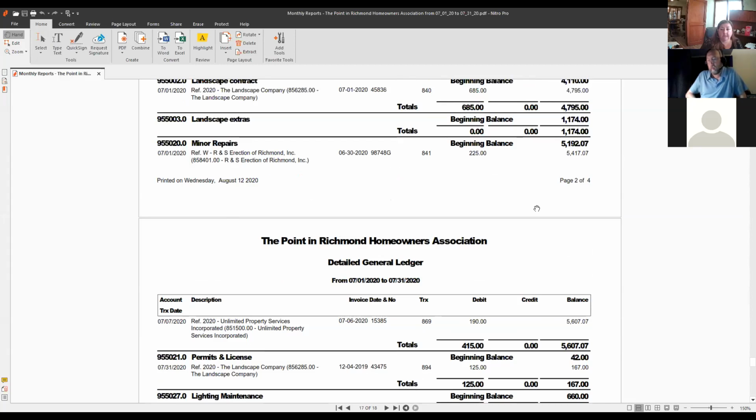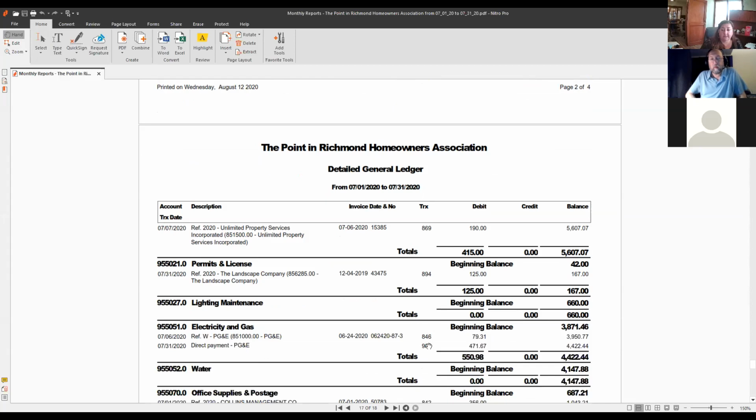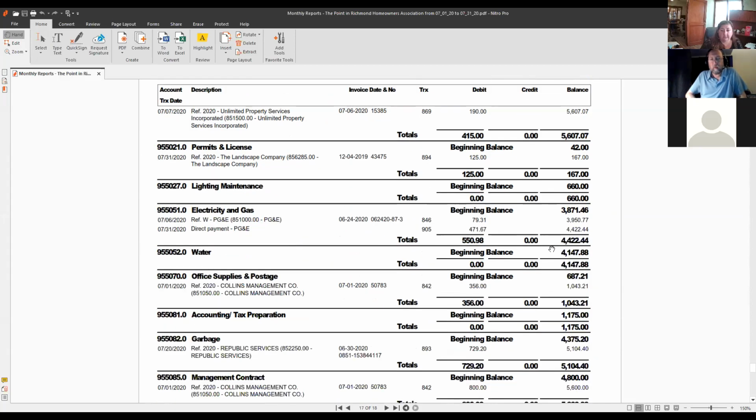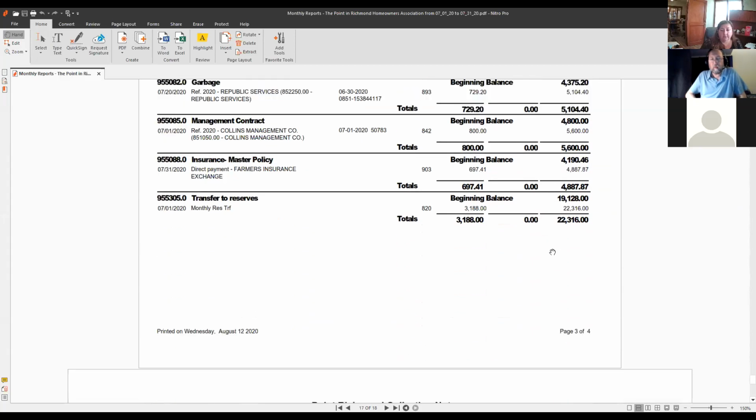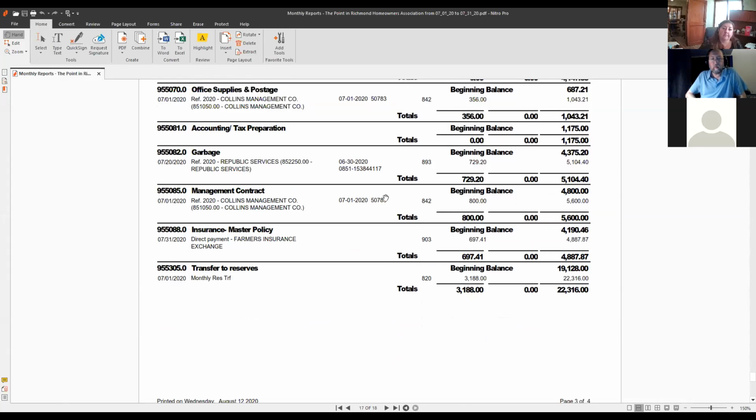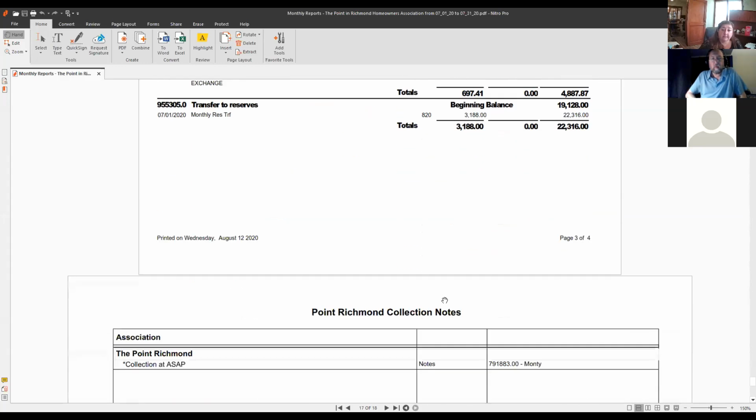So minor repairs, we had 2 transactions here. It spells out what vendor received the payment and exactly how much was paid, the invoice number. Those types of things are broken down here, as well as PG&E. All of those things are included in your general ledger reports.